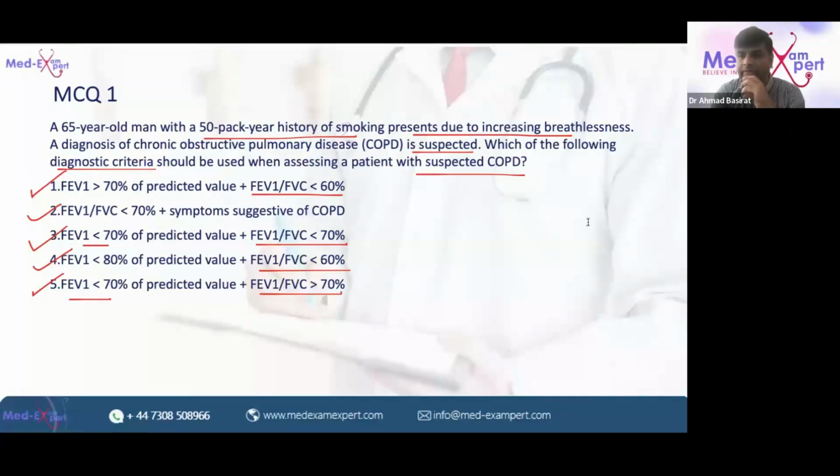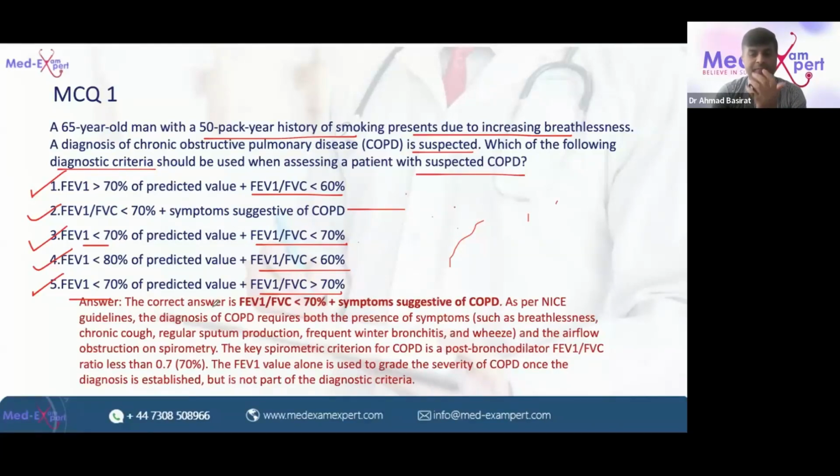Okay, so most of you are saying the option is 2. So a few answers here, they're saying the option is 2. So you're talking about this option, where the ratio is less than 70% and there are symptoms suggestive of COPD. And one person is saying, let me ask ChatGPT. Well, you probably won't be able to do that in an exam. Okay, let's go to the answers.